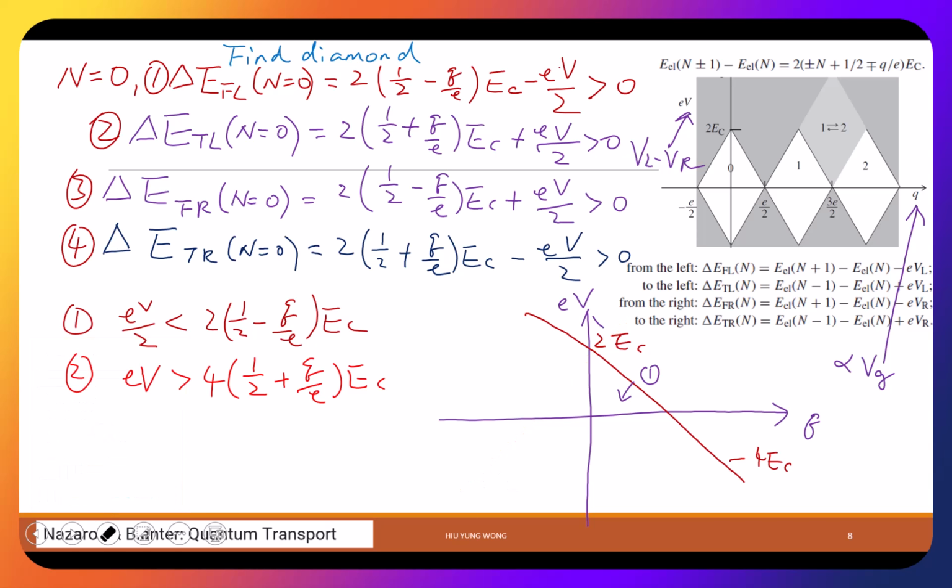What did I say wrong? This is not larger. This is larger, but I forgot to put negative here. EV needs to be larger than the negative of this term, right? This one goes to here, becomes negative, right? So I was wrong, so negative. So this again is a negative slope, like this one. However, it intercepts at negative 2 EC.